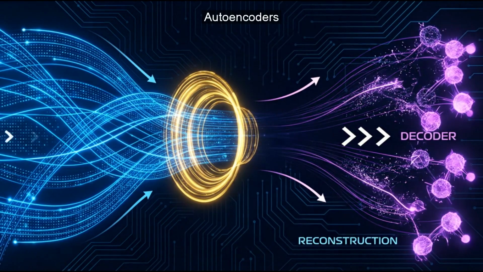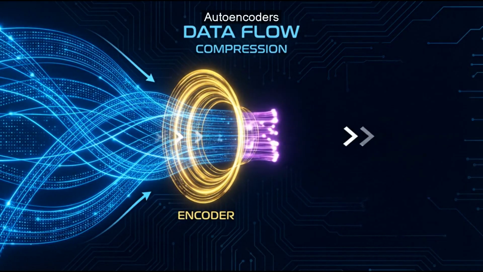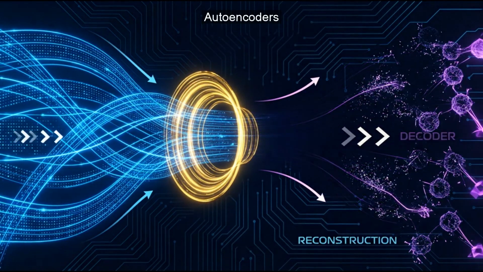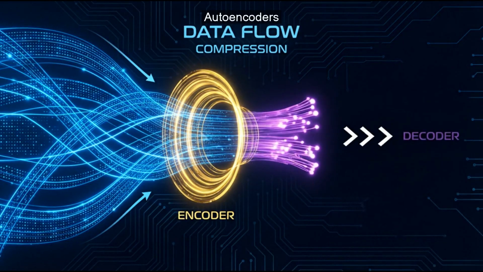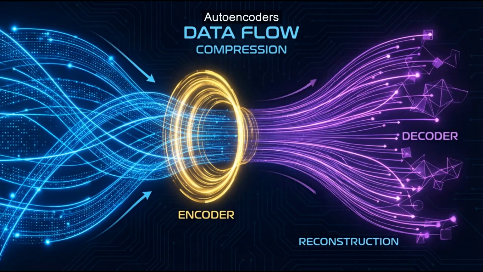Section 2. Variational autoencoders, making latent space continuous. Regular autoencoders have a fatal flaw. Their latent space has gaps. Sample a random point in these gaps, and you get digital soup, meaningless noise. The VAE fixes this by making the latent space smooth and continuous.